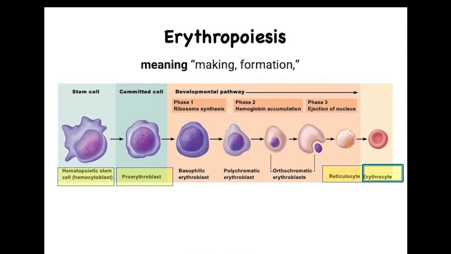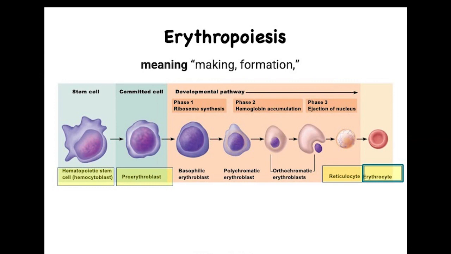This illustration looks at all of the cells involved in erythropoiesis. We're going to begin with the stem cell on the left, the hemocytoblast. Once the hemocytoblast becomes a proerythroblast, it is a committed cell, meaning that the only type of formed element it will become is a red blood cell or erythrocyte.